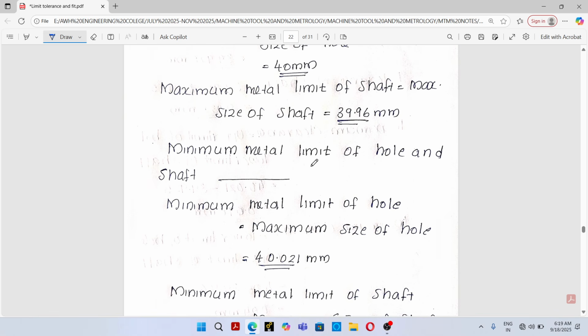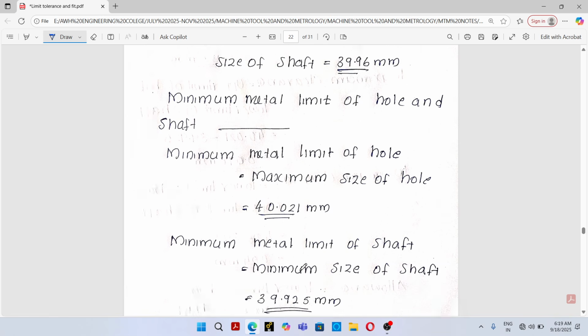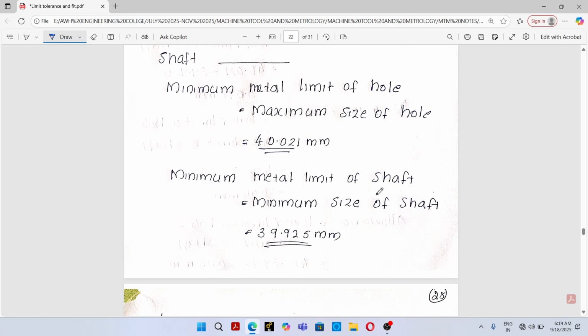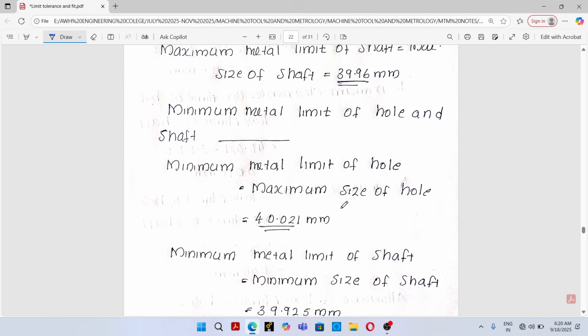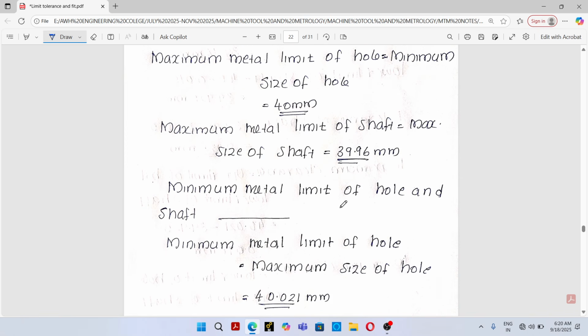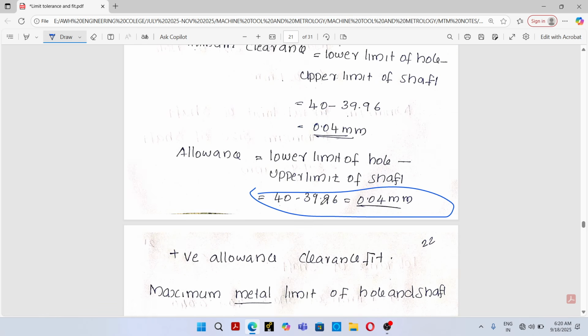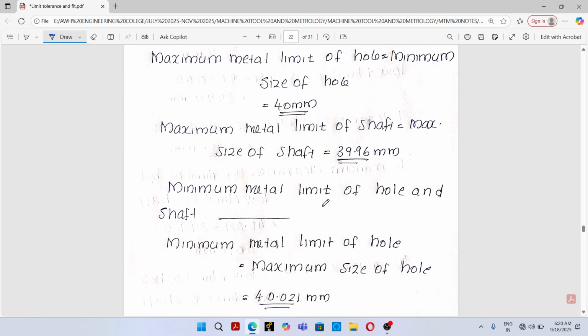Then minimum metal limit of hole and shaft. Minimum metal limit of hole is equal to maximum size of hole, that is 40.021 mm. Then minimum metal limit of shaft is equal to minimum size of shaft, 39.925 mm. So this is the minimum metal and maximum metal condition of hole and shaft. Okay, so that is all in this problem. This last problem is very important.